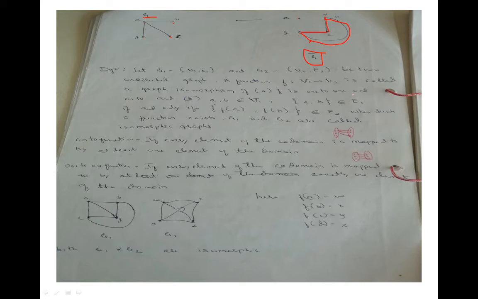F is 1 to 1 and onto, and second condition, (a, b) belonging to the edge set E1 if and only if (f(a), f(b)) belongs to E2. When such a function exists, G1 and G2 are going to be called isomorphic graphs. Let us take one example.